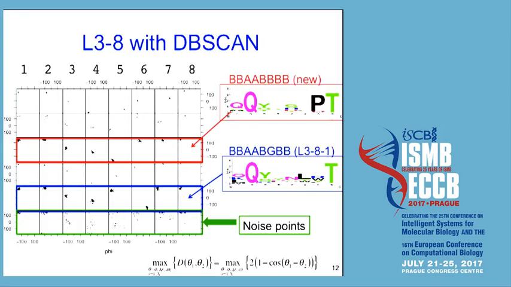So if we take L3, which is CDR3 of the light chain, length 8, and we apply DBSCAN to it, these are the clusters that we get. Every row is a cluster. The bottom row here are the noise points.